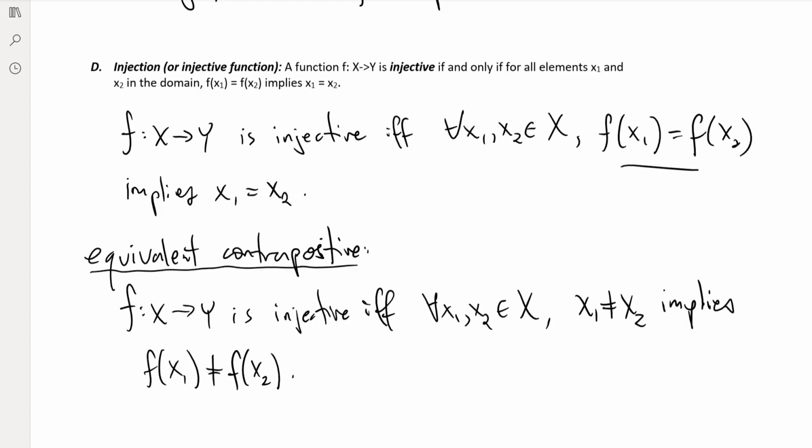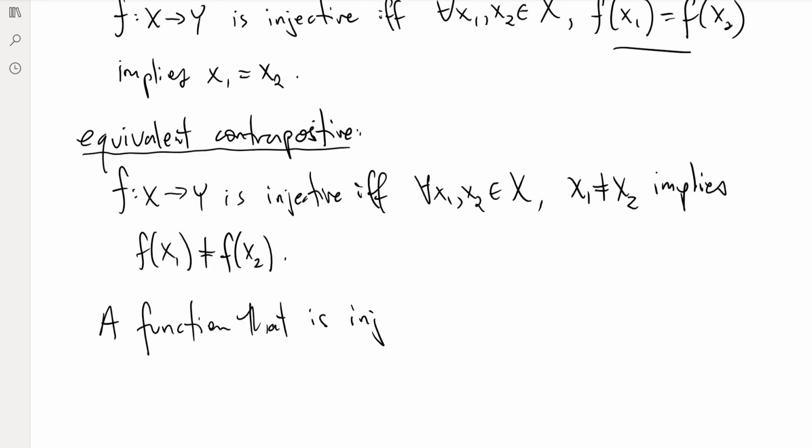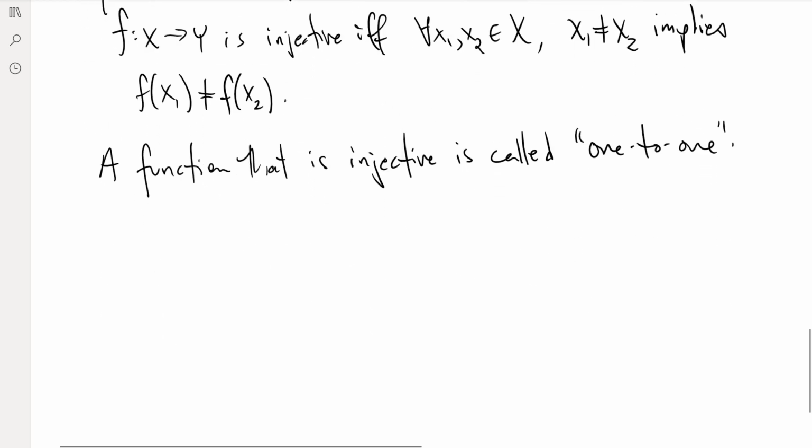So for any two values that you could pick in the domain set x, if those values are different, that implies the outputs are different. That's the same thing as saying if the outputs are equal, then the values that were inputted must be equal. A function that is injective is also called one-to-one. To illustrate a function that is one-to-one versus one that is not, let's take the following examples.